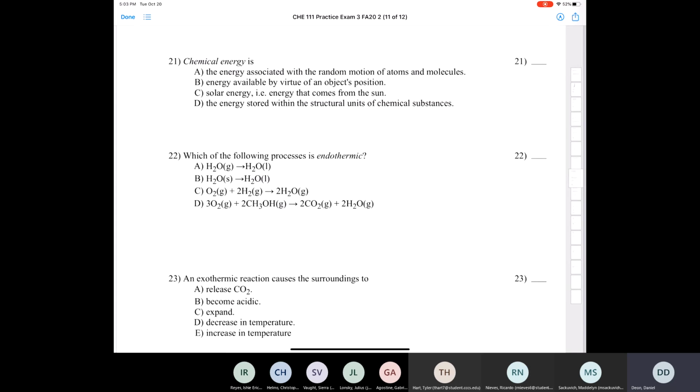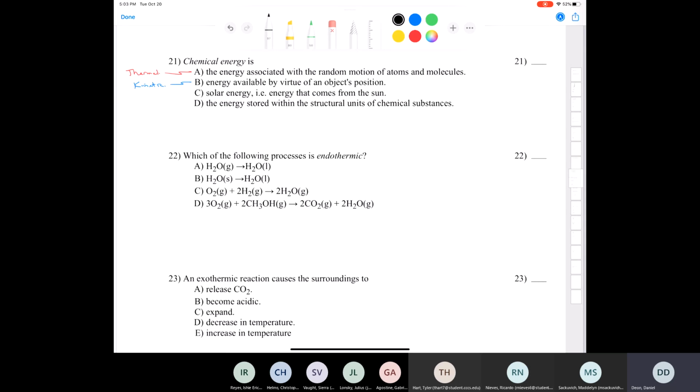Okay, so this is Chemistry 111 Practice Exam 3, Part 2, starting with question 21. It says chemical energy is the energy associated with random motion of atoms and molecules. Well, this type of energy would be called thermal energy. So this is thermal energy, the energy associated with random motion of atoms and molecules. The next one says the energy available by virtue of an object's position. This is kinetic energy. So kinetic energy.